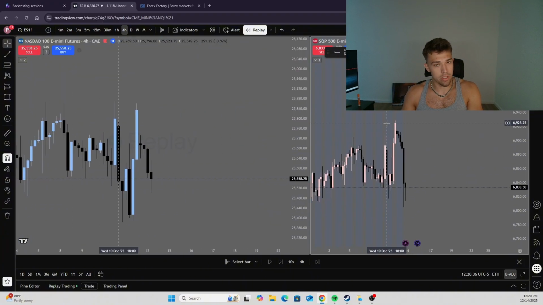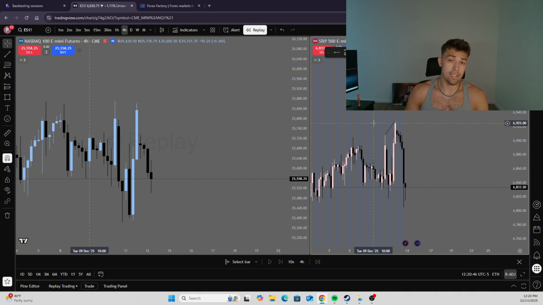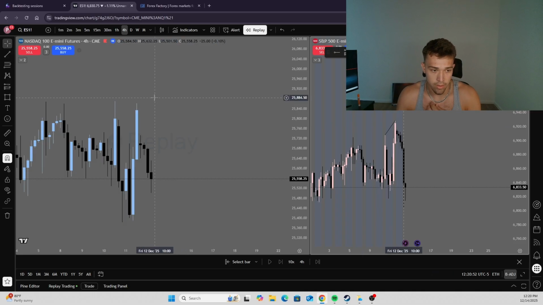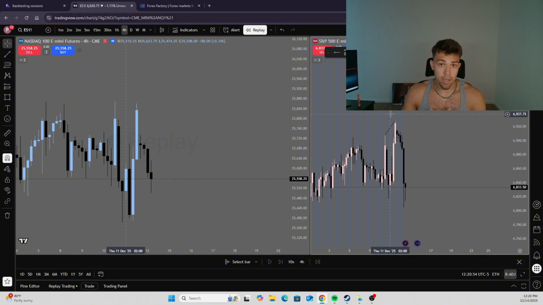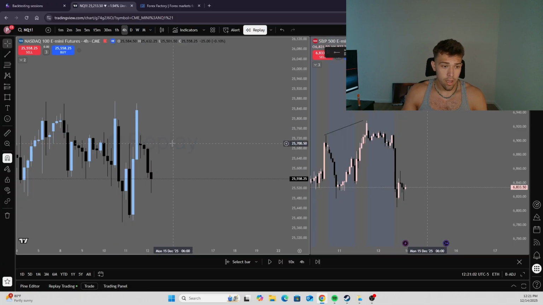Now, SMT, which I will teach you guys about, it is the most important confluence you can use. But pretty much it's when there is an imbalance between correlating pairs, ES and NQ. Let's say NQ swept the high while ES didn't. That is bearish SMT. That's something you always want to add. I'll make another video about that. But ES swept these 4-hour highs right here while NQ failed to do so. So I'm like, okay, we could be looking for shorts, a short draw on liquidity.